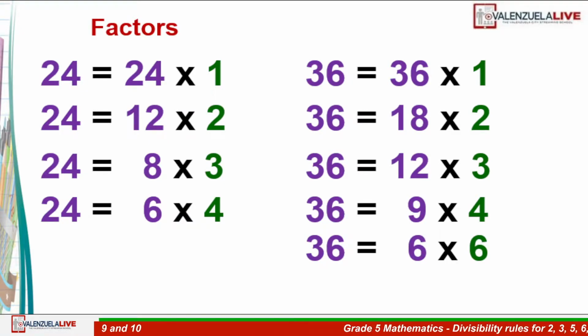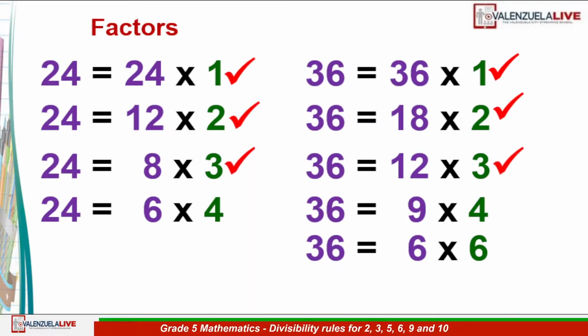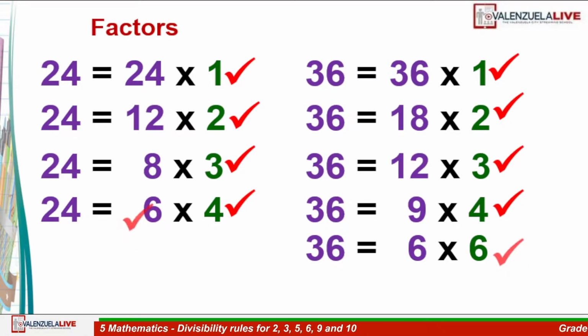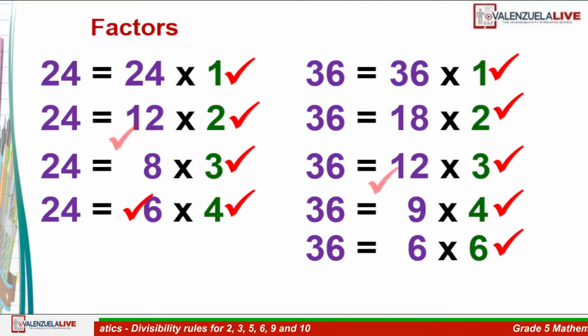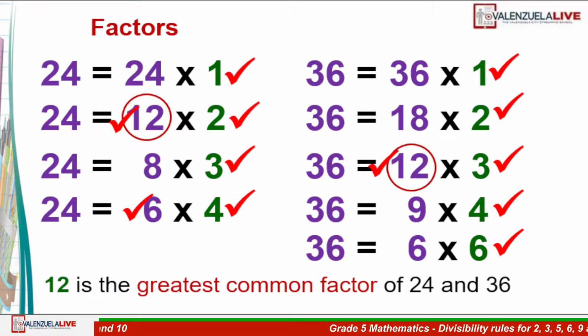In these factors, the common factor of 24 and 36 is 1. We have also a common factor of 2. Common factor of 3. We have 4, 6, and lastly, we have a common factor of 12. In these sets of common factors, 12 is the greatest common factor of 24 and 36. Okay.